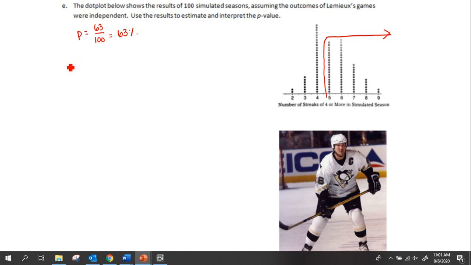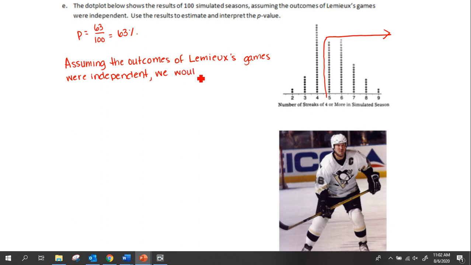So to interpret that, we would say, assuming the outcomes of Lemieux's games were independent, we would expect to see at least 5 streaks of 4 or more, 63% of the time by random chance.